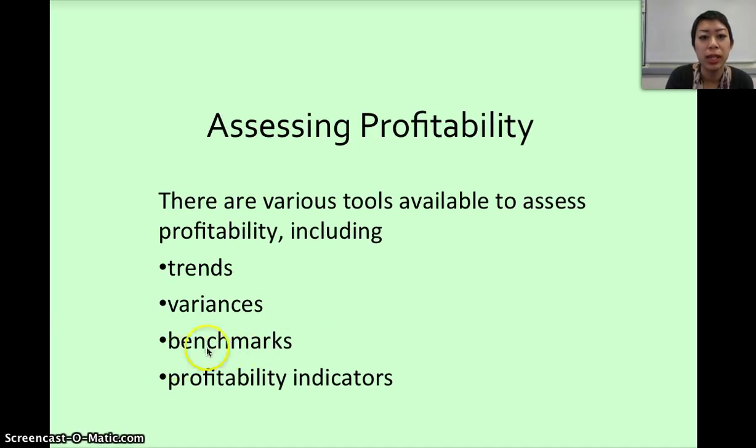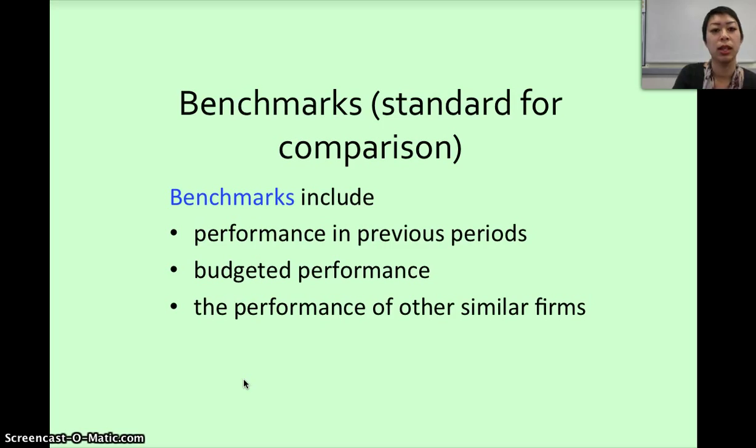When we're assessing profitability, there are different tools we can use, such as looking at trends, variances, so we might look at the budgeted versus the actual, benchmarks, and profitability indicators. The benchmarks we'll be looking at will be comparing results between periods, as we talked about, budgeted performance, so what we expect versus what actually happened, and also comparing with the performance of other similar firms, such as looking at industry averages to see how our business compares with other competitors.